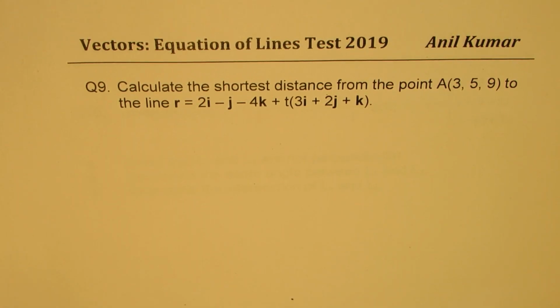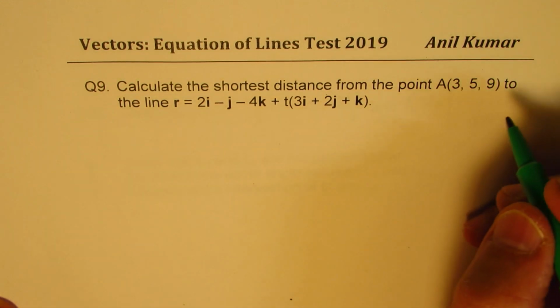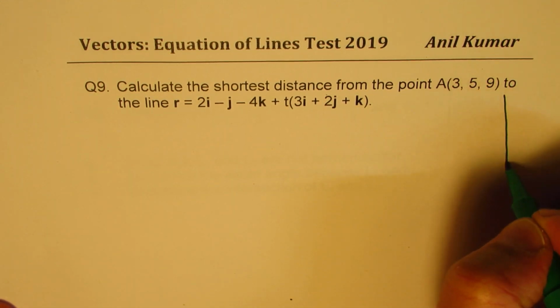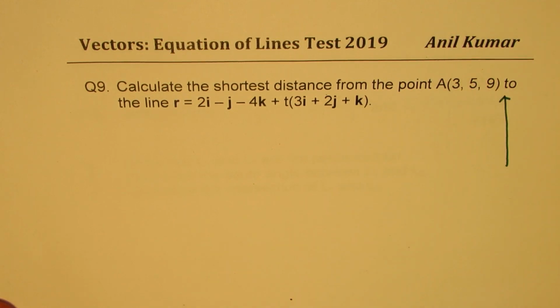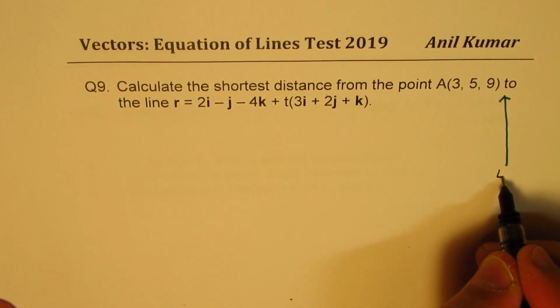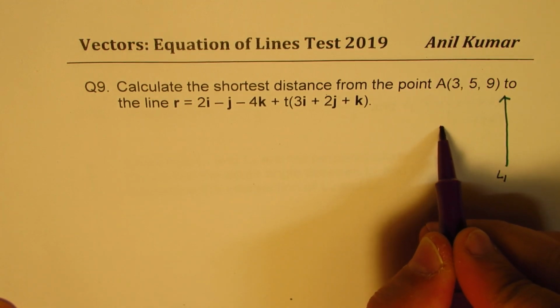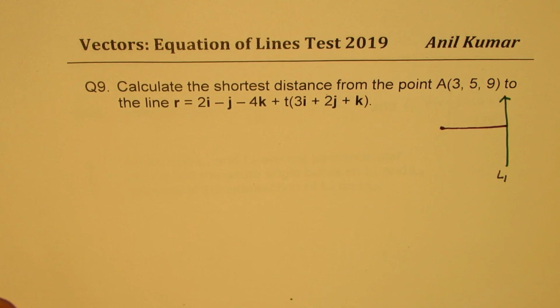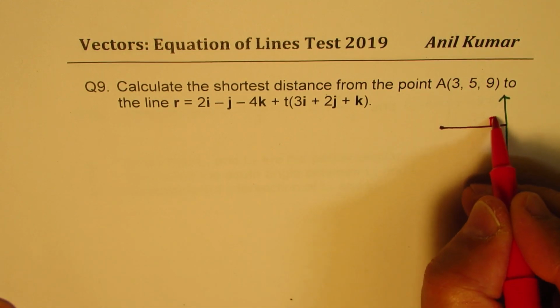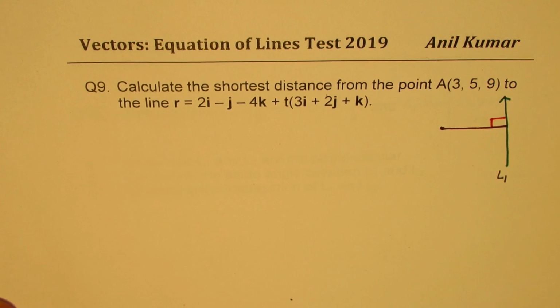Question number 9. Calculate the shortest distance from the point A, 3, 5, 9, to the line r equals 2i minus j minus 4k plus t times 3i plus 2j plus k. Now to find the shortest distance, you should remember that if this is the line, let's say L1, in that case, we are looking for a perpendicular from A to the line, right? So from A, we are looking for a perpendicular. Correct? So that is the concept.